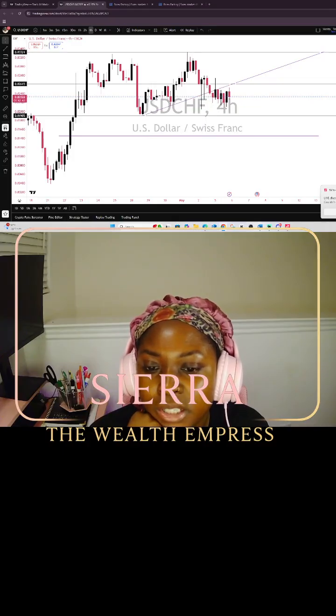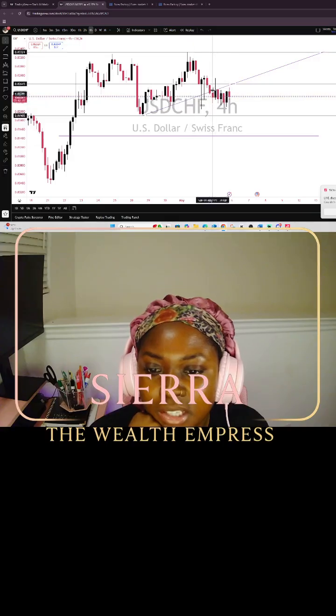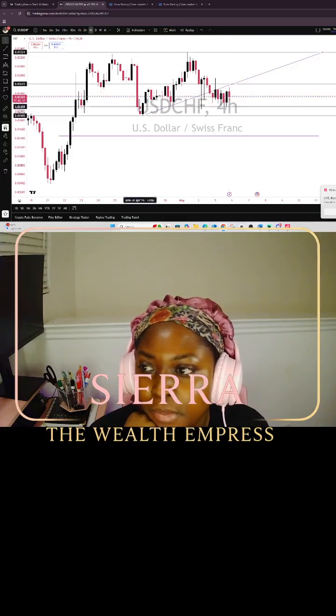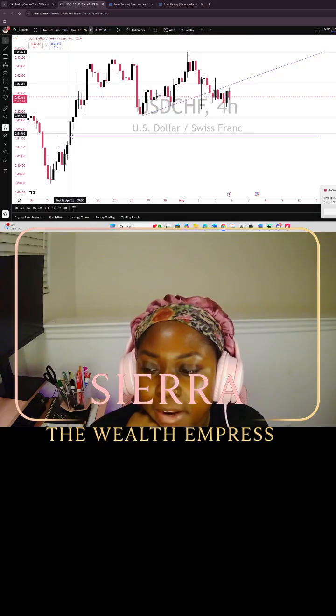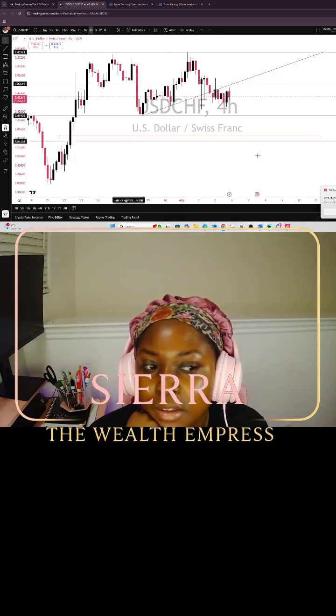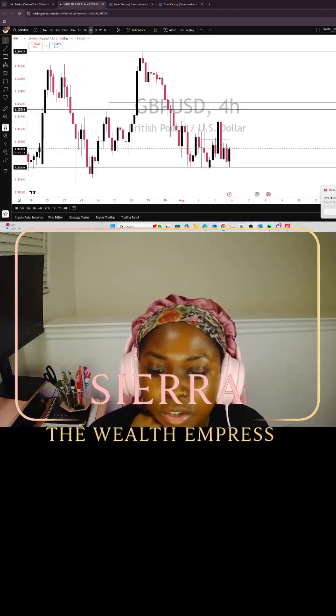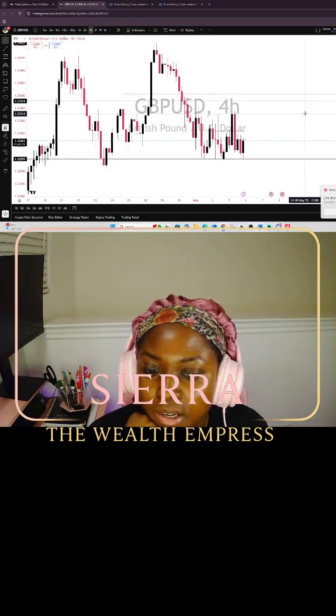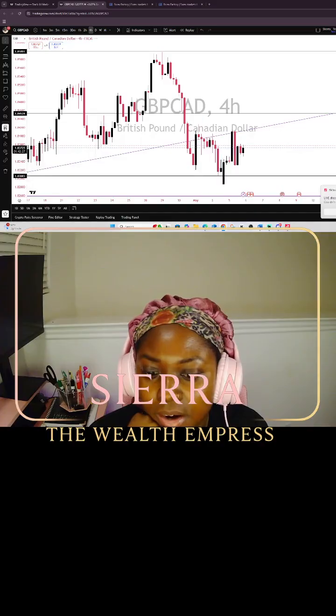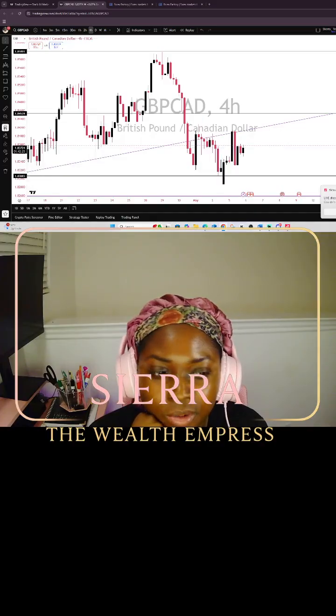All right, so USD CHF looks like it's consolidating at this gap. We do have a 4-hour gap down here. But the dollar and these USD pairs have been moving a little crazy.